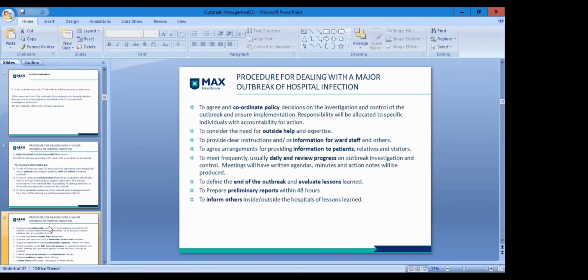We can consider the need for outside help and expertise. Suppose I don't have enough facility for PCR, I will outsource that test to another lab. So in that case, outside help and expertise is needed.